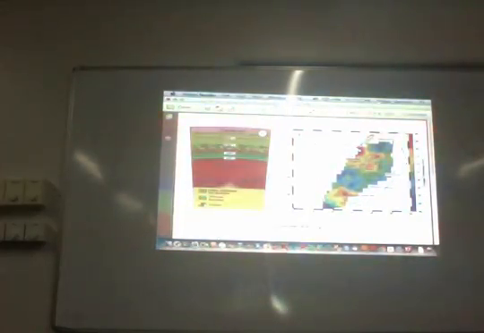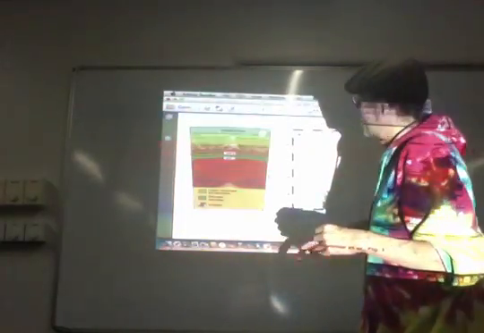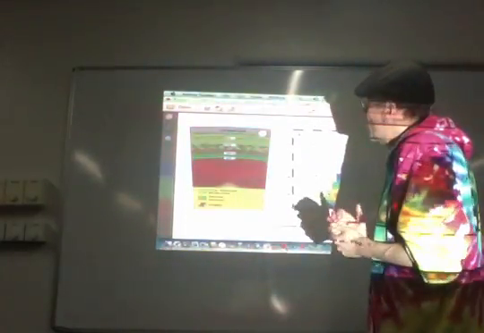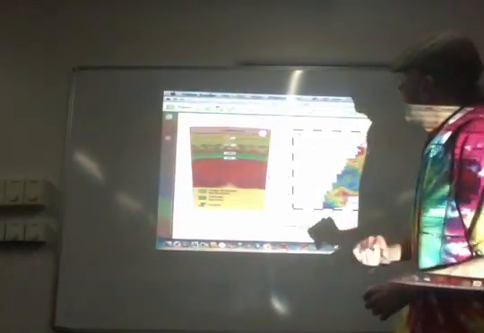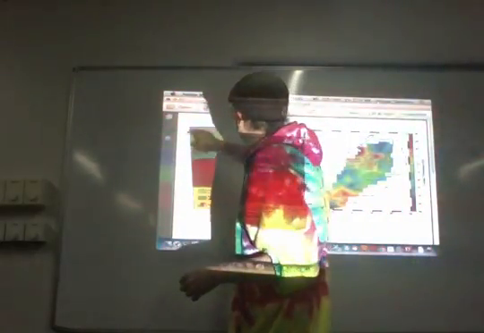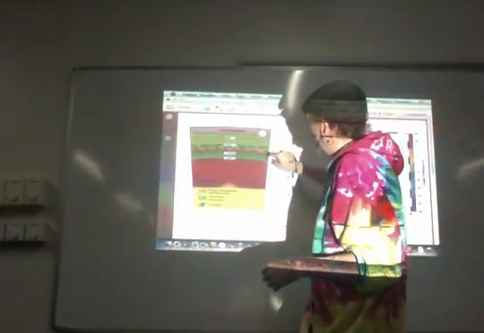So here we have this first slide, or this first picture, that shows just the cross section through the Earth's mantle. Here we have the continental crust. And below here we have the Earth's mantle.